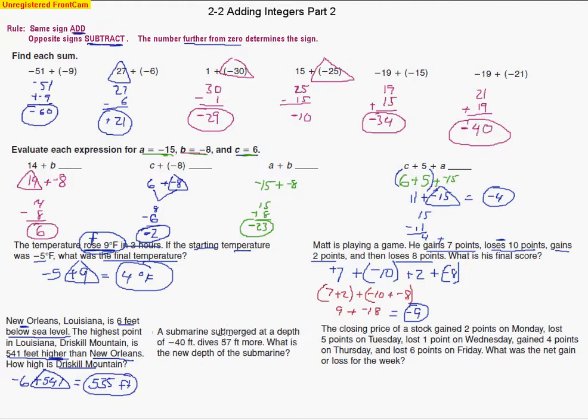Well, the submarine submerged to a depth of -40. Okay, so we're starting there. -40. It's down 40 feet. It dives. Does that mean it went up or down? Well, dives means you went down. So you're subtracting. You're taking away. So, or we're adding negatives. We're adding -57 to that -40. Now notice that they're wanting to know what the new depth is. Well, we're just going to combine those two numbers, add them together because they're the same sign. So -97 feet is how far down that submarine is now.